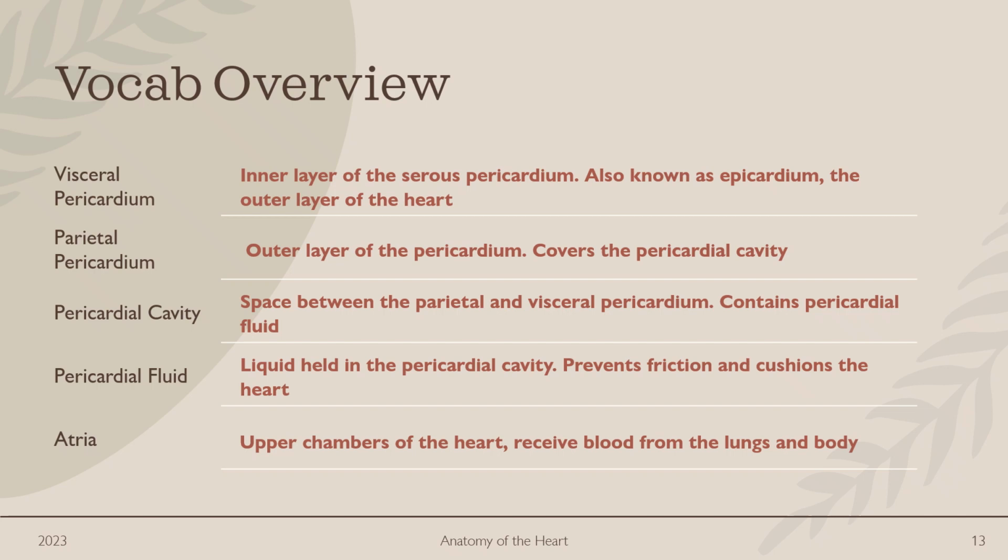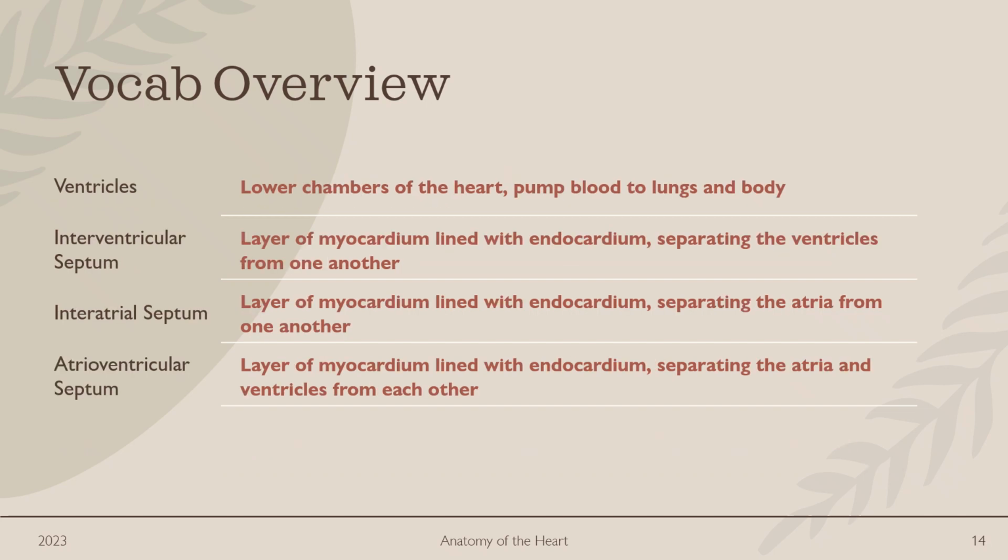The pericardial cavity is the space between the parietal and visceral pericardium. It contains the pericardial fluid. The pericardial fluid is a liquid held in the pericardial cavity. It prevents friction and it cushions the heart. The atria are the upper chambers of the heart, which receive blood from the lungs and body. The ventricles are the lower chambers of the heart, which pump blood to the lungs and body.